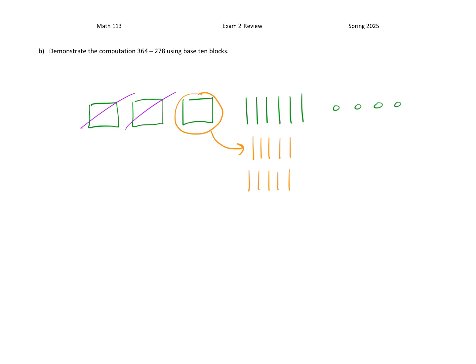So I'm going to take 7. Maybe I'll take these 7. Gone. That's taking away my 7 longs. So I've taken away 2 flats. I've taken away 7 longs. Now I need to take away 8 ones, but I don't have 8 ones, so I'm going to borrow from one of my longs. I'm going to take one of my longs and make it 10 singles.